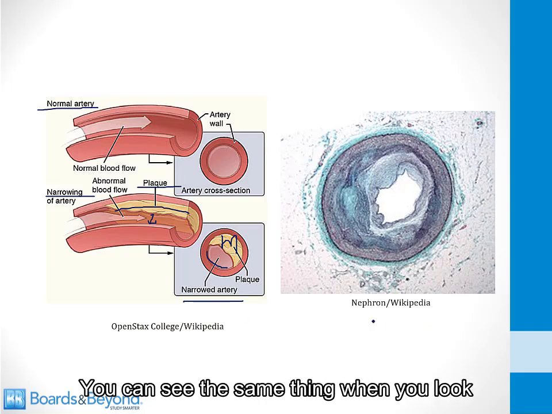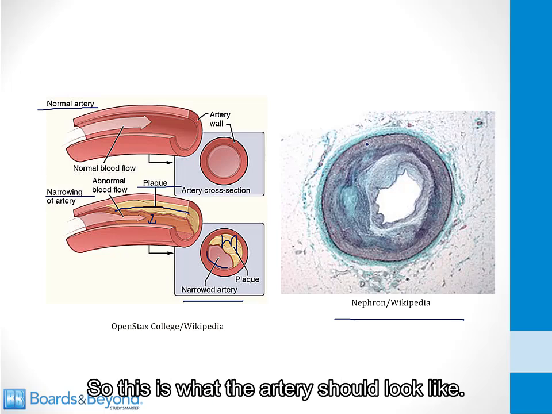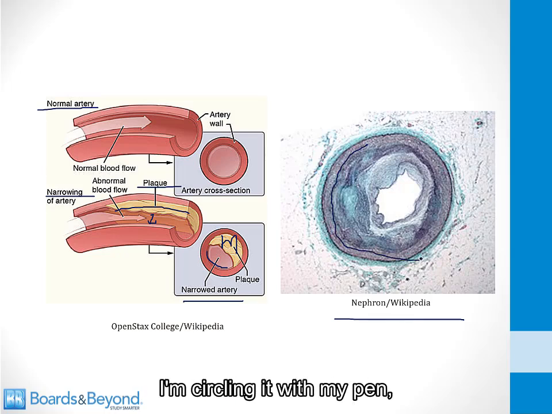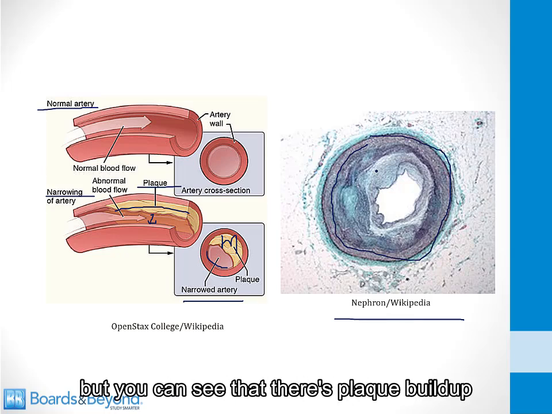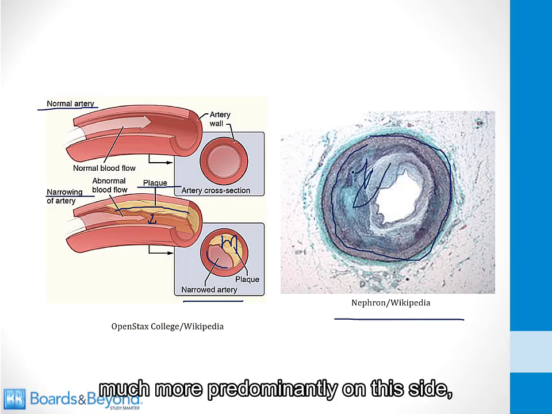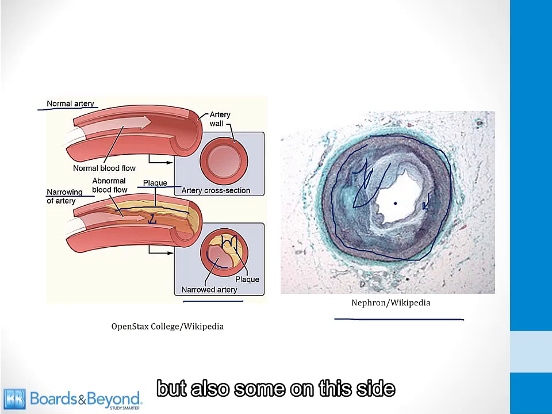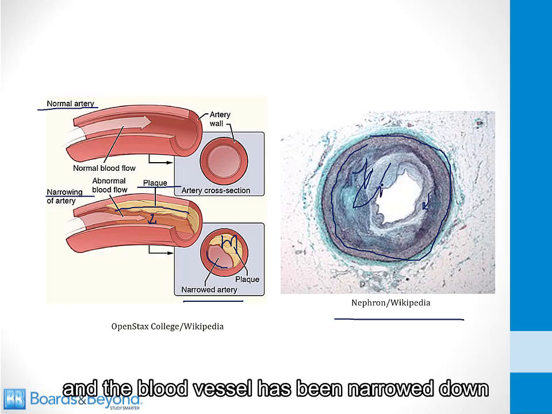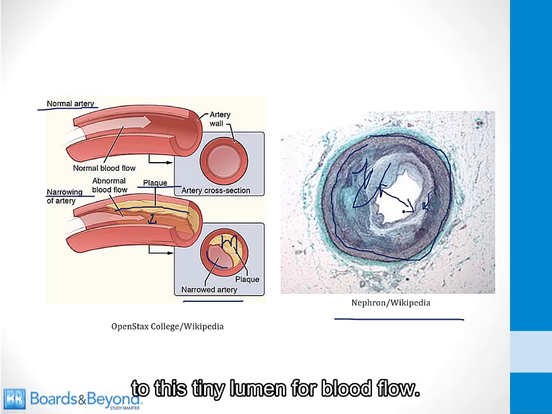You can see the same thing when you look at the biopsy slide on the right. So this is what the artery should look like. I'm circling it with my pen, but you can see that there is plaque buildup much more predominantly on this side, but also some on this side. And the blood vessel has been narrowed down to this tiny lumen for blood flow.